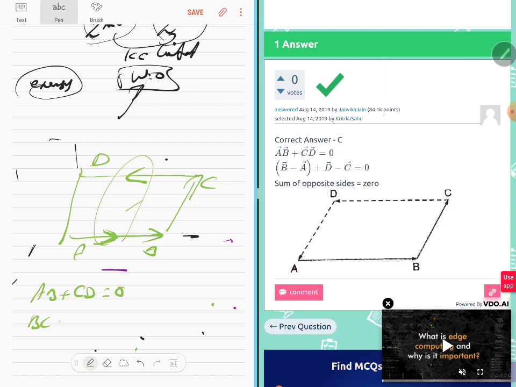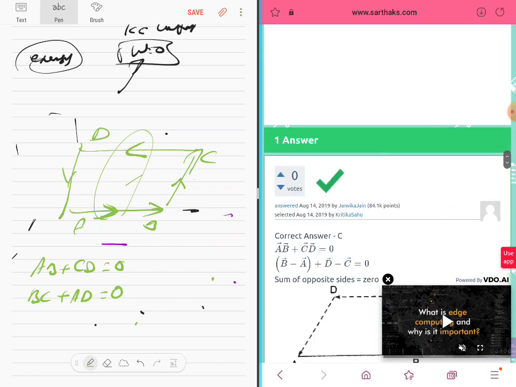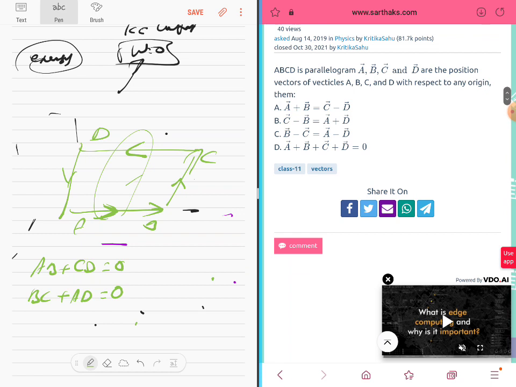Similarly, you will have BC plus AD, which will be opposite, and therefore the sum of these two will be 0. So AB plus CD is equal to 0. So that's the option, is it? That's the only thing that is there in the option.